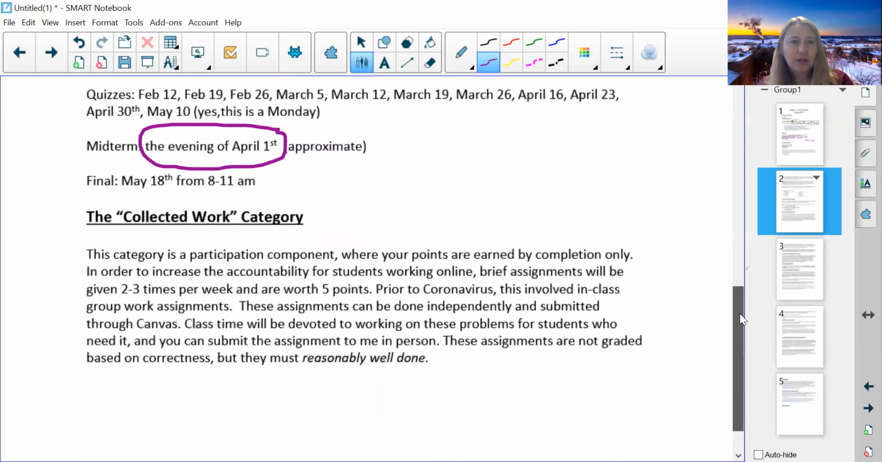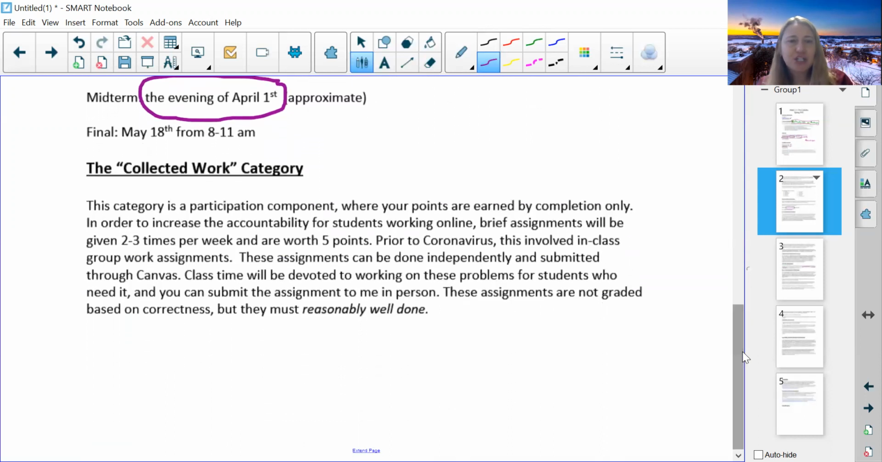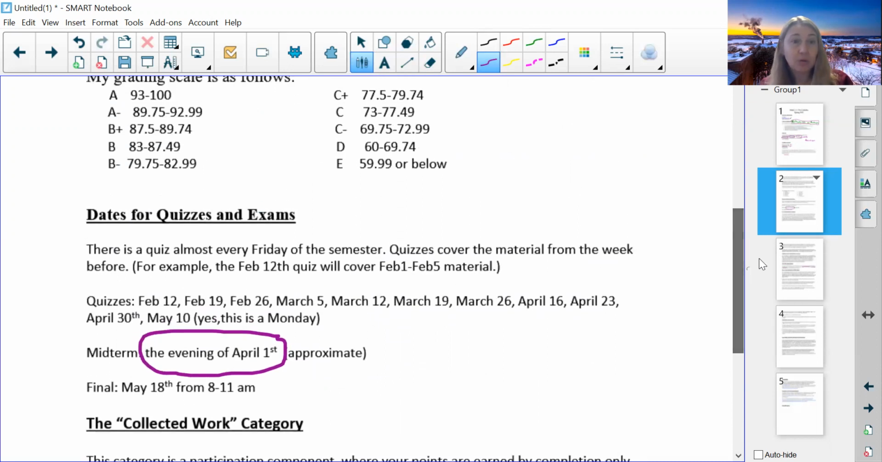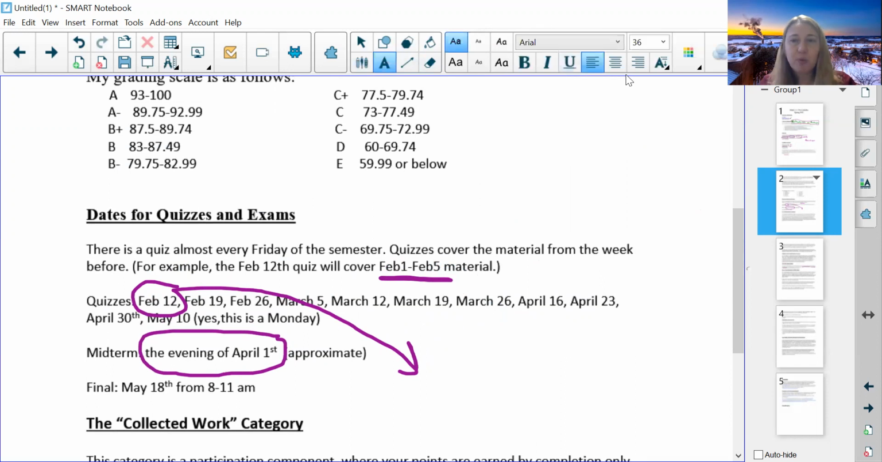So the collected work component of the grade, as I mentioned, I will collect the homework assignments and you get a participation for that. The way that collecting the homework assignments works, I don't collect them individually. Your first quiz is on February 12th, and what is covered on that quiz is the material from the week before. There's always a lag between when I teach you something and when I quiz you on it.